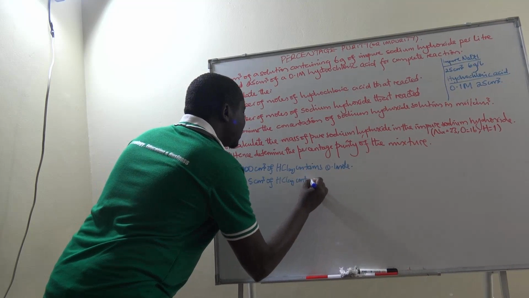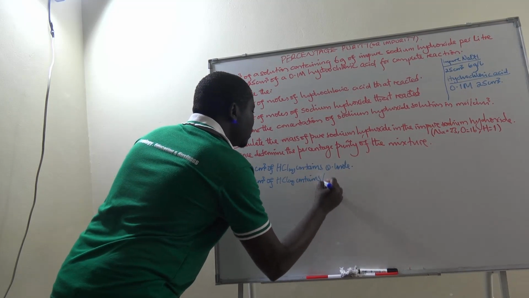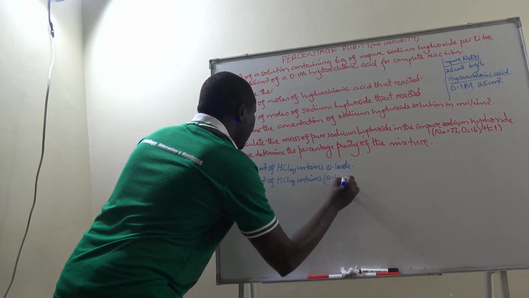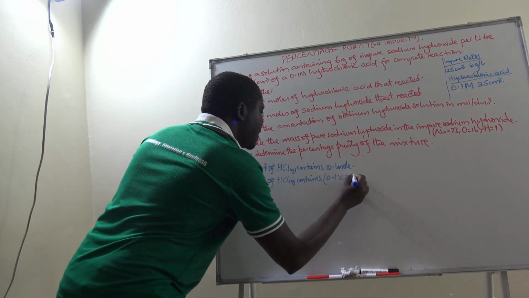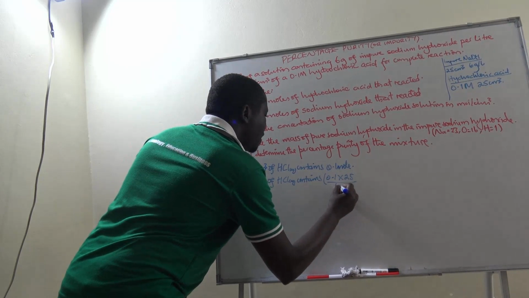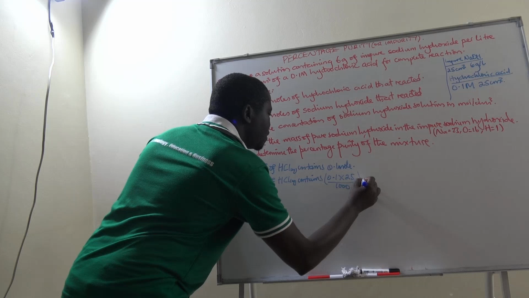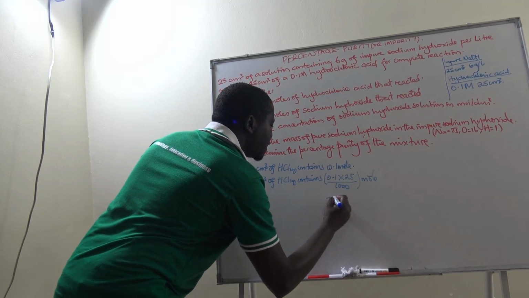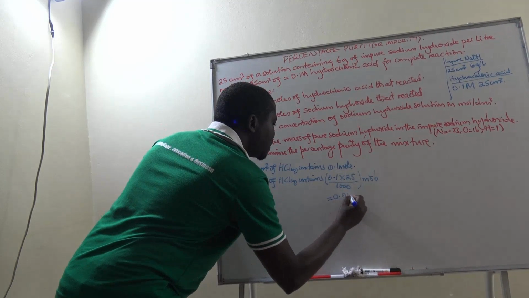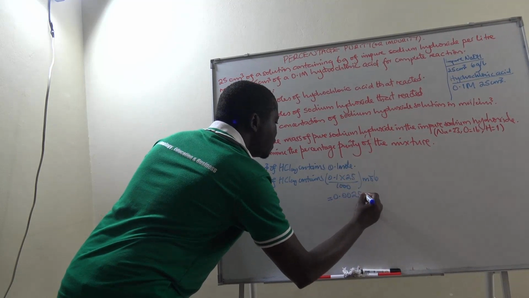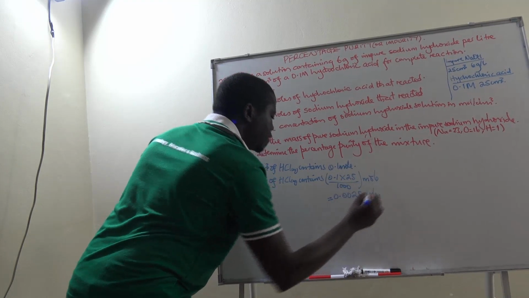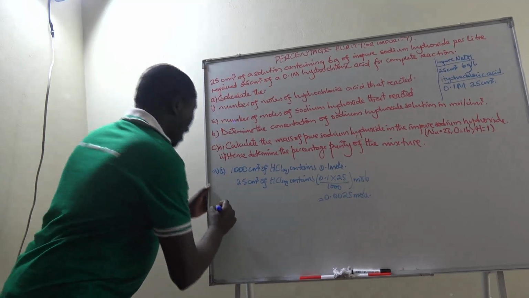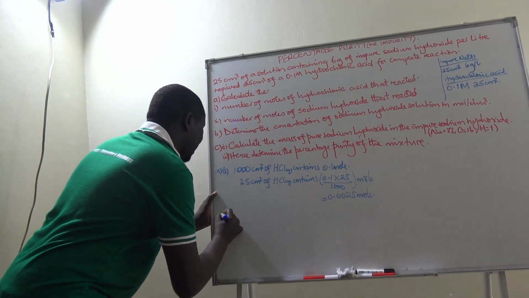So this one contains 0.1 by 25 over 1,000 mole. So this 2.5 over 1,000 gives us 0.0025 mole. Check from your calculator. And then we can go to part 2.